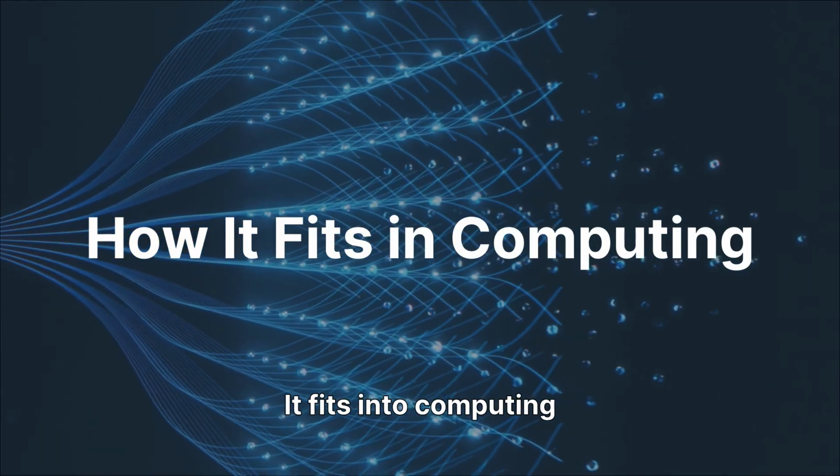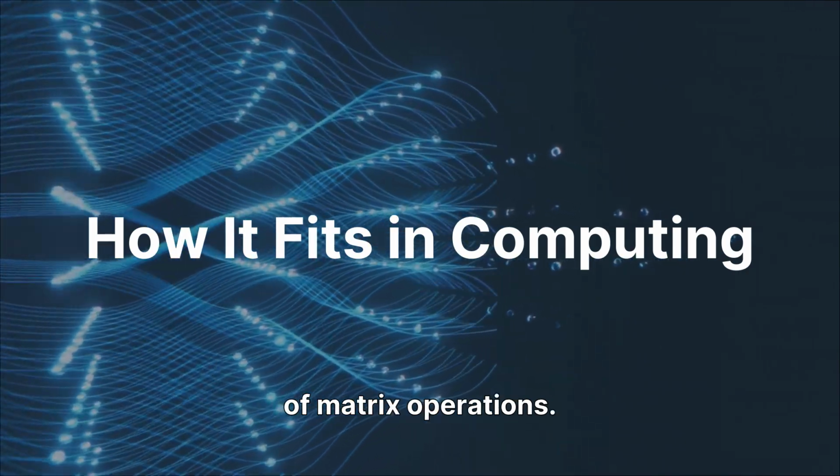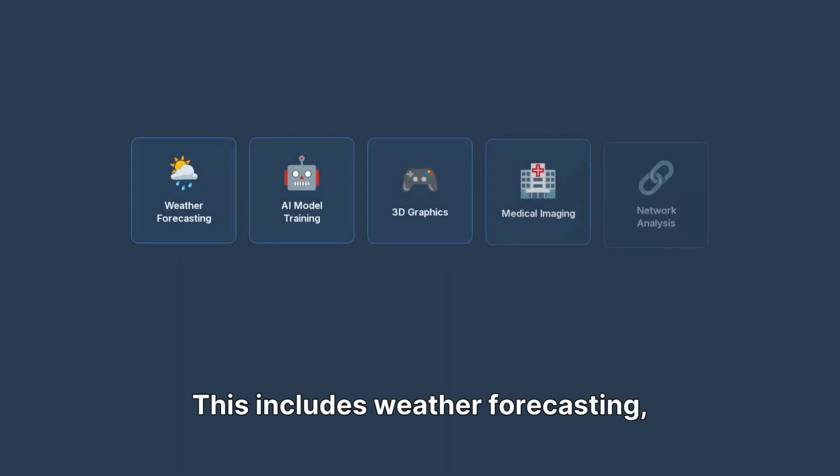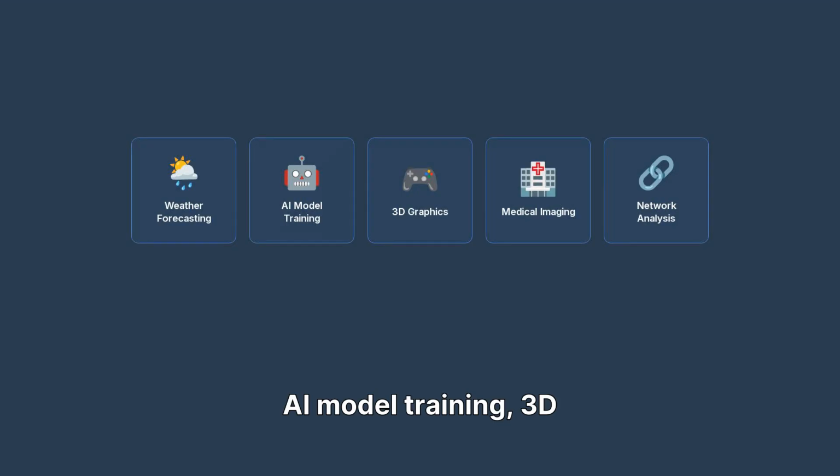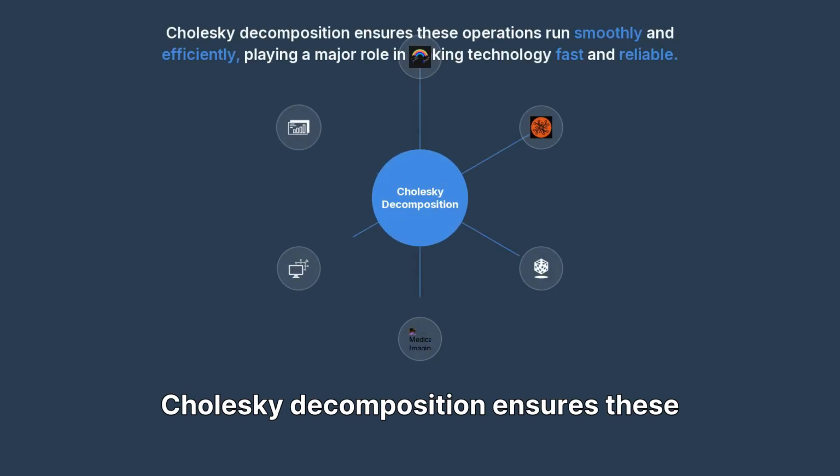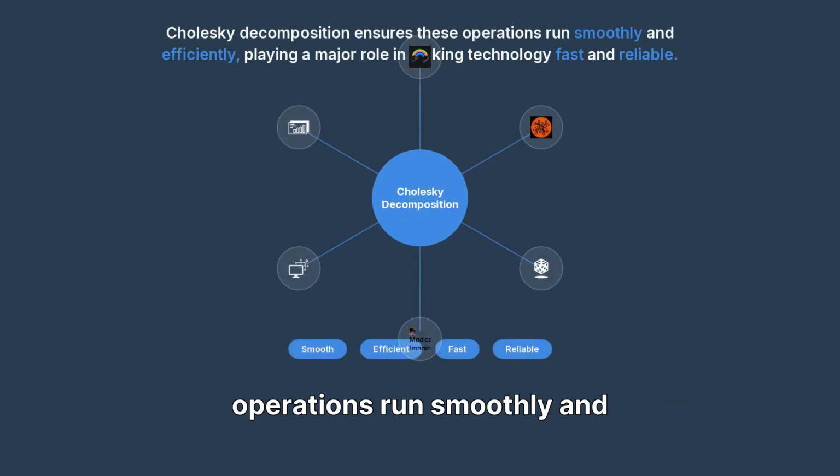It fits into computing by enabling huge numbers of matrix operations. This includes weather forecasting, AI model training, 3D graphics, medical imaging, and network analysis. Cholesky decomposition ensures these operations run smoothly and efficiently, playing a major role in making technology fast and reliable.